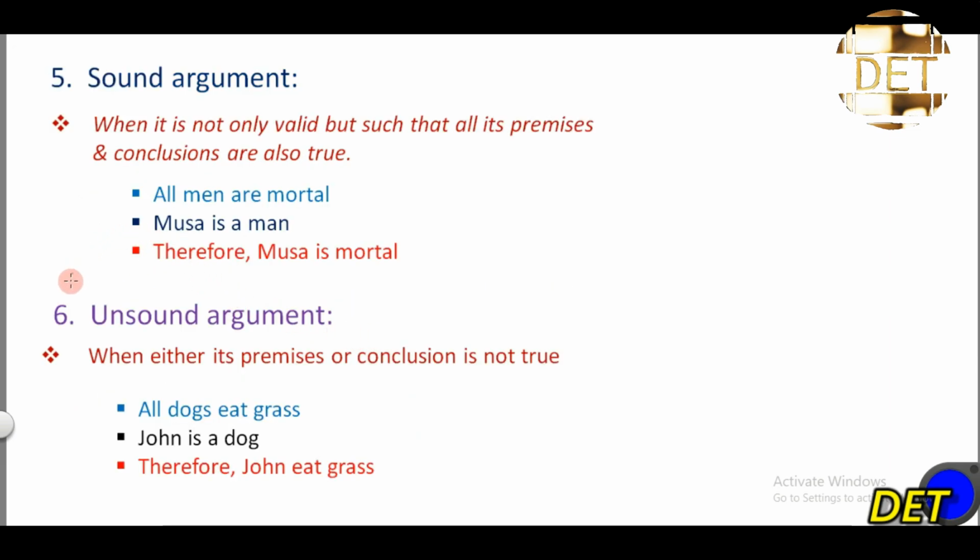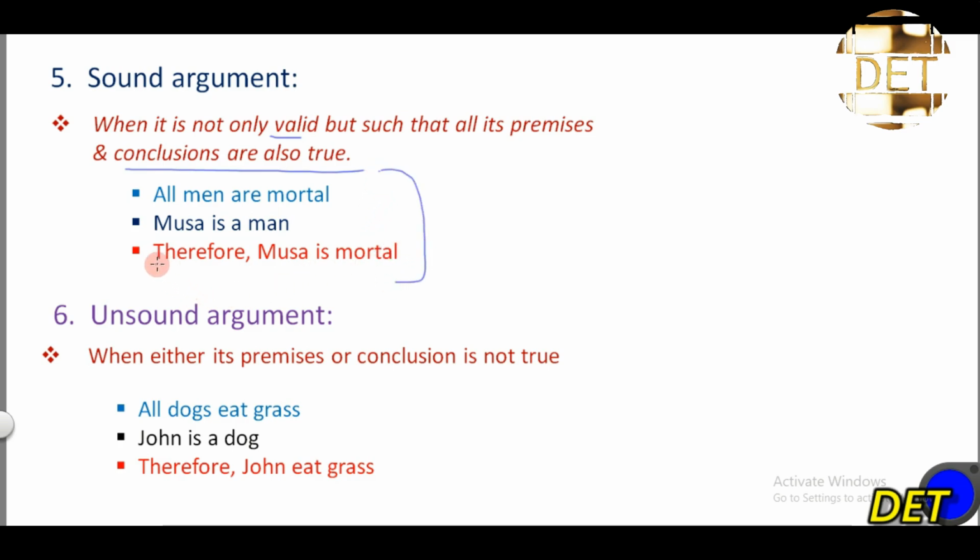So let's look at the next type of argument that we have, which is the sound argument. An argument is said to be sound when it is not only valid, but such that all its premises and conclusion are also true. So a sound argument is simply a valid argument whose premises and conclusion are what? Are true. For example, all men are mortal. Musa is a man, therefore Musa is mortal. So this is a sound argument.